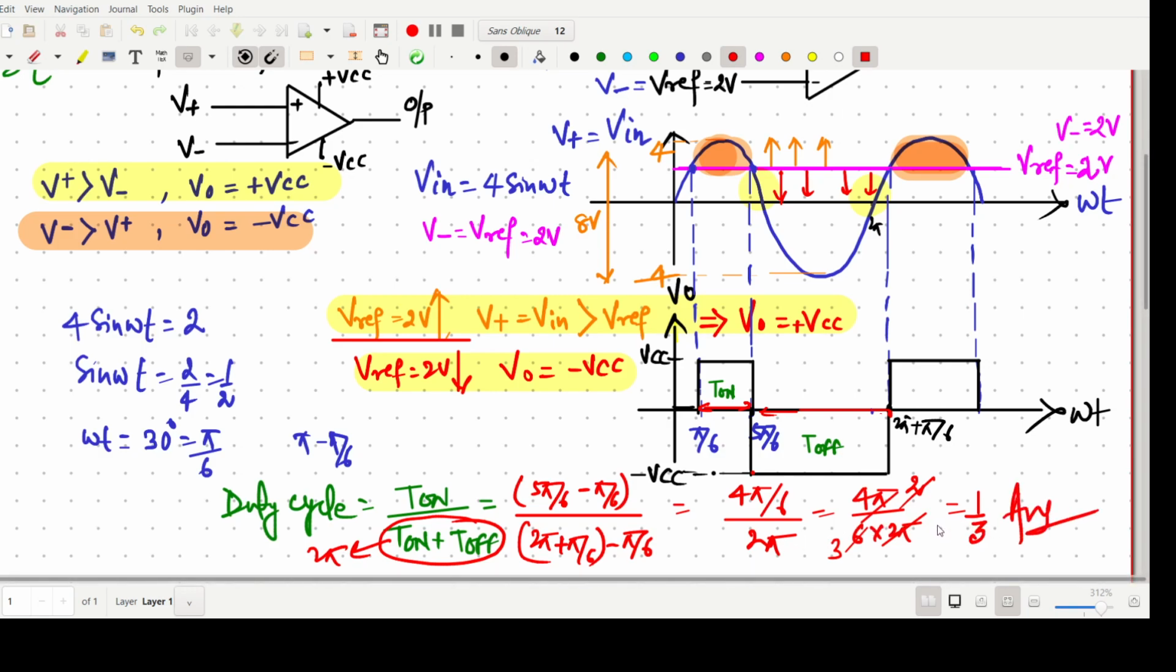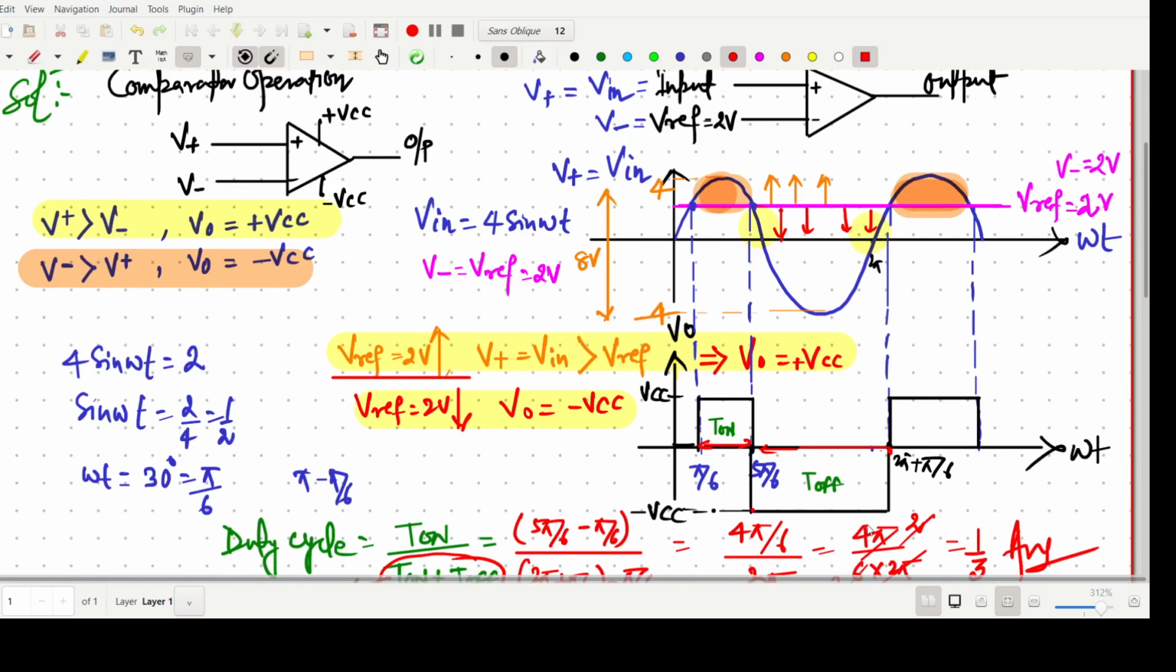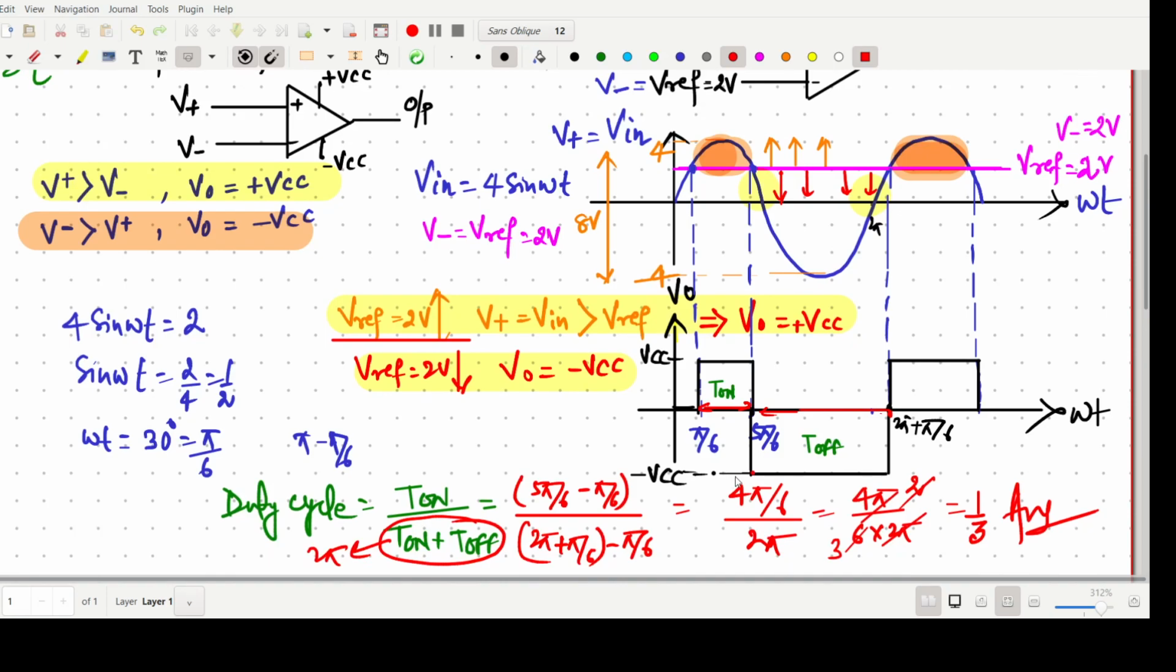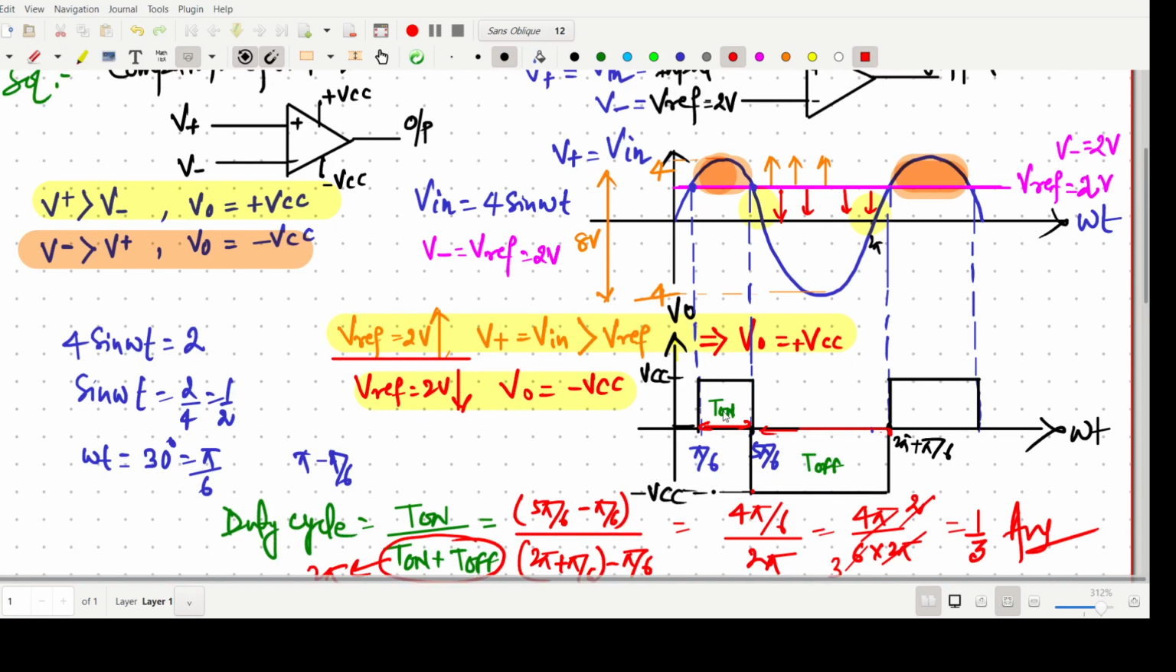So the main thing is we have to draw this output, and the duty cycle formula is T1 by T1 plus T0. Then we can easily draw the waveform: when the input V plus is greater than V minus, it should give plus VCC, and below this it will give minus VCC. This is the important concept. Then we can find the duty cycle. We have to observe this point pi by 6, pi minus pi by 6, so 5 pi by 6. We are not interested in this one, so this would be again 2 pi plus pi by 6.